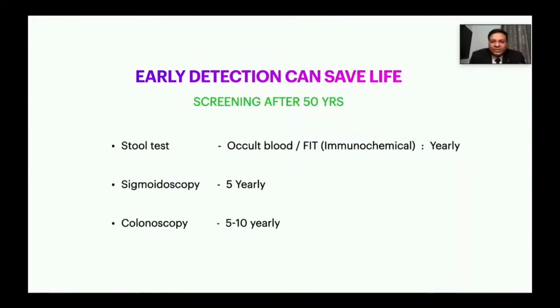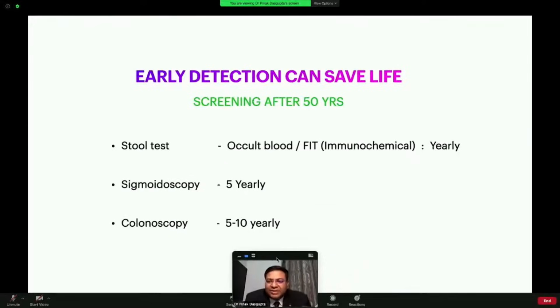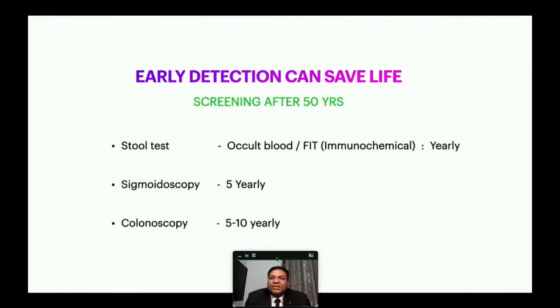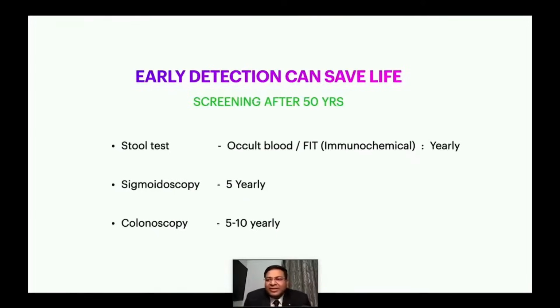Now, there's a very important slide. Early detection can save life. We all know that cancer has stages, isn't it? So if we can detect it in an early stage, obviously the chances of cure are possible. If detected in a later stage, the probability of cure from cancer is less. We can only give treatment, but we cannot ascertain cure. But if diagnosed in early stage, cure is possible. So for colon cancer, what is advised is screening after the age of 50.